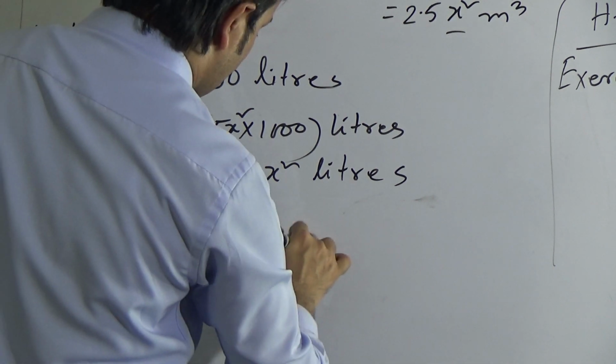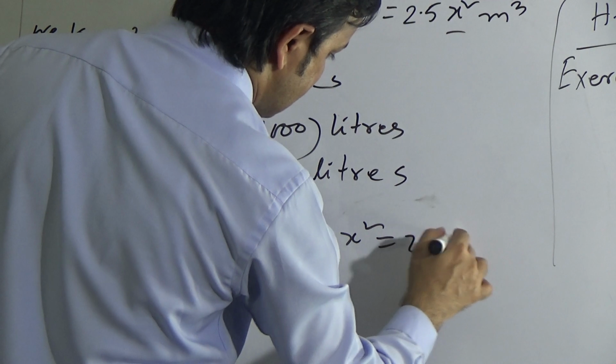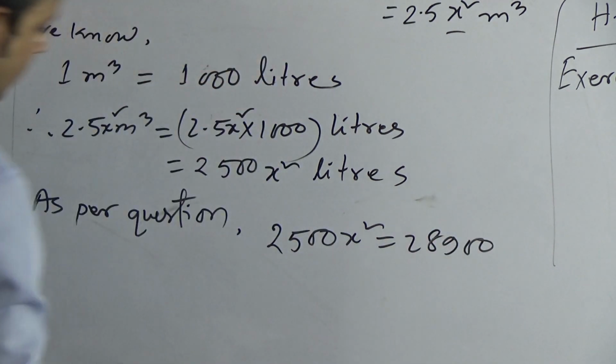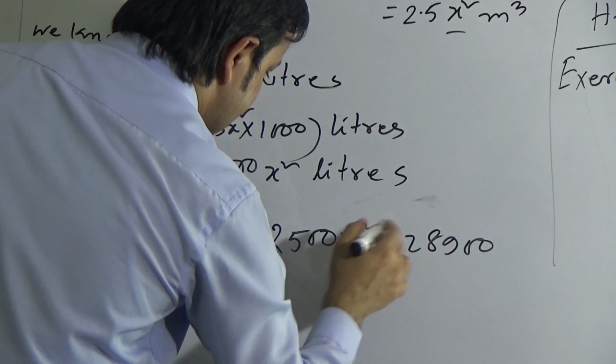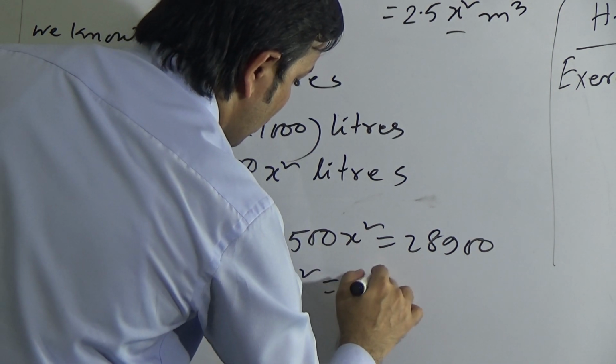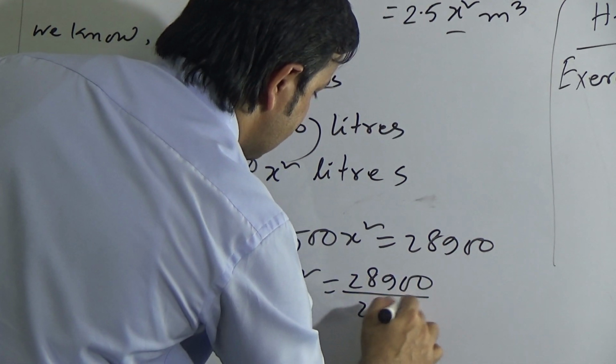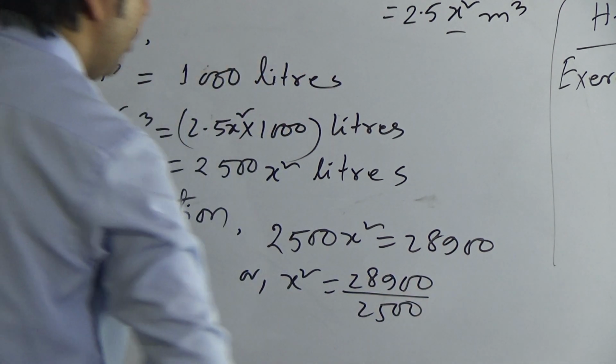So we can write, as per question, 2500 x square is equal to 28900. Now we can divide 28900 by 2500. So what will we get?